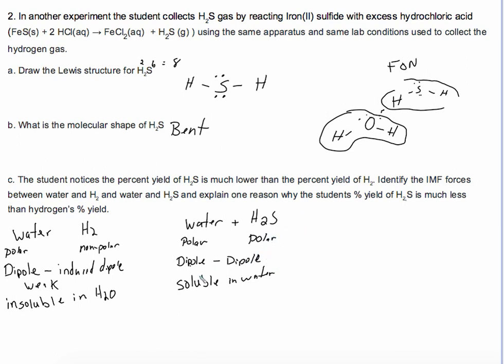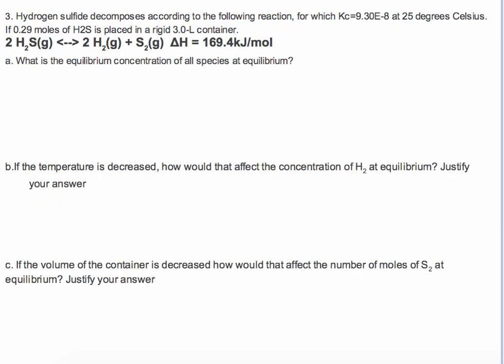And so as you're collecting the gas, some of the gas is going to dissolve in the water, and it's going to basically go in between the spaces in the water, and you're not going to collect nearly as much volume, and that's why your percent yield would be much lower. Okay, now hydrogen sulfide decomposes according to the following reaction, which gives you the Kc, and if 0.29 moles, what is the equilibrium concentration of all species?